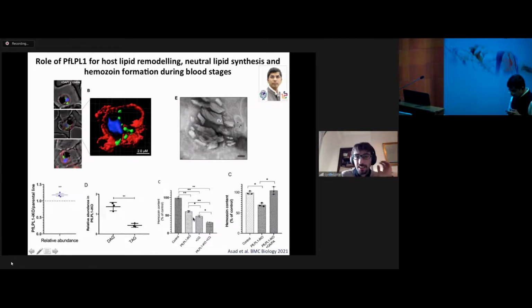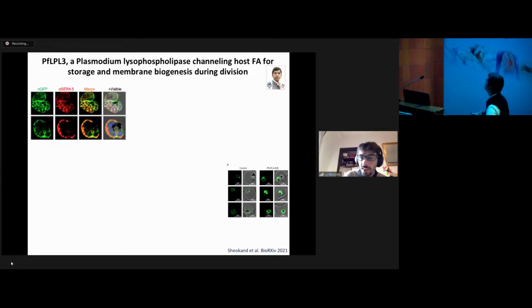And basically, to make a long story short, because I don't have much time, the lysophospholipase provides fatty acid for the synthesis of triacylglycerol, which is used as a start point for hemozoin polymerization and helps the polymerization of hemozoin. So without these lipids taken from the outside and used for triacylglycerol, the parasite is dying. And this was also confirmed by the addition of external fatty acid sources in the mutant to confirm what I was saying.